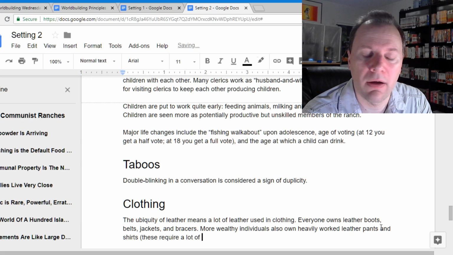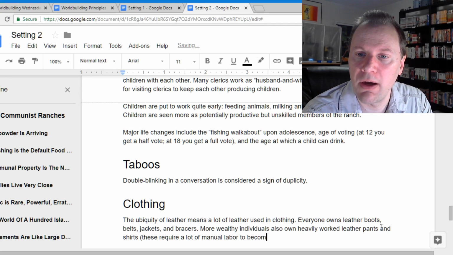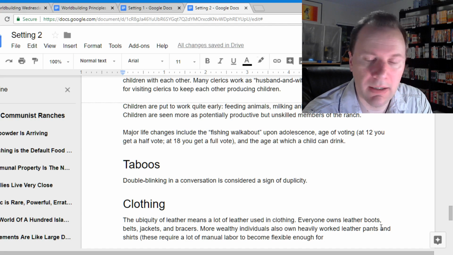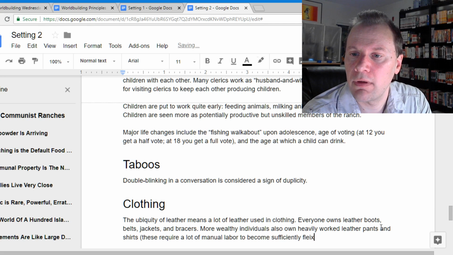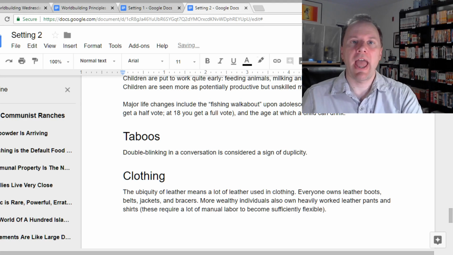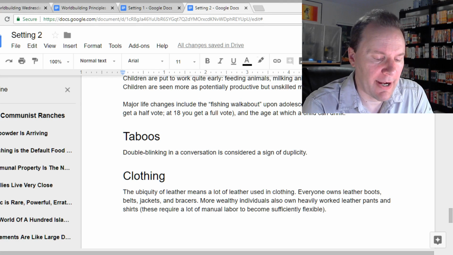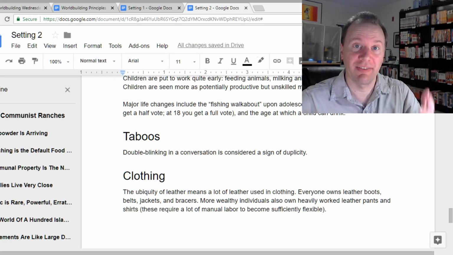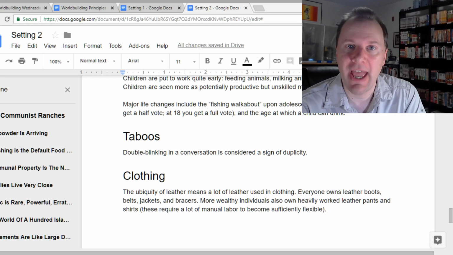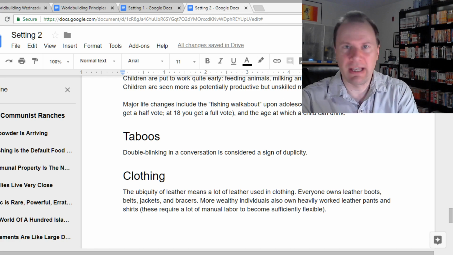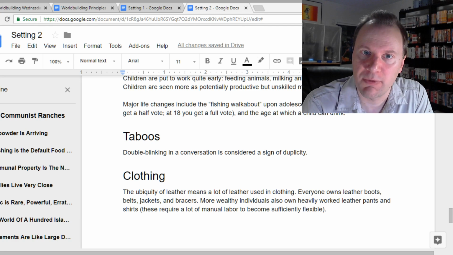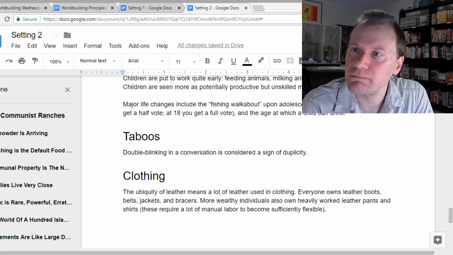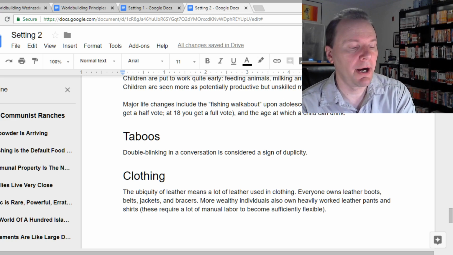These require a lot of manual labor to become sufficiently flexible. So we can imagine a foreman or the head of a trade guild wears an entirely leather outfit, and that indicates that they know people they can pay for the insane amount of manipulation of that leather to make it supple and comfortable for your entire outfit. But everyone's got leather. Everyone's wearing leather.